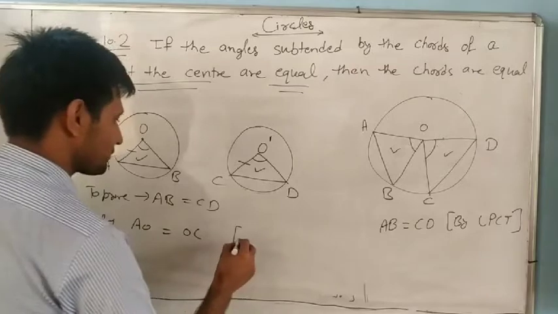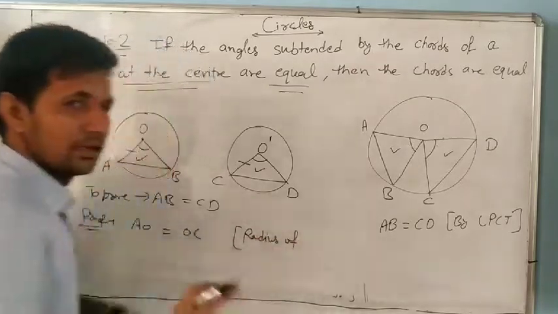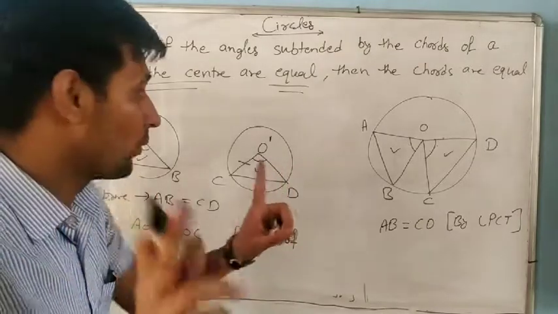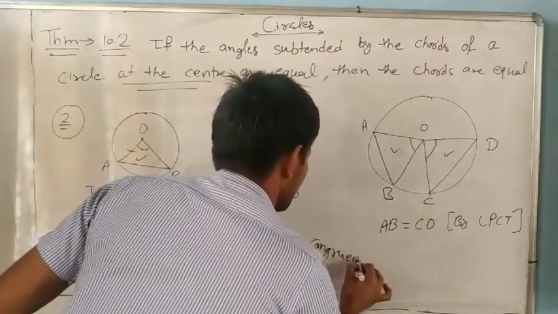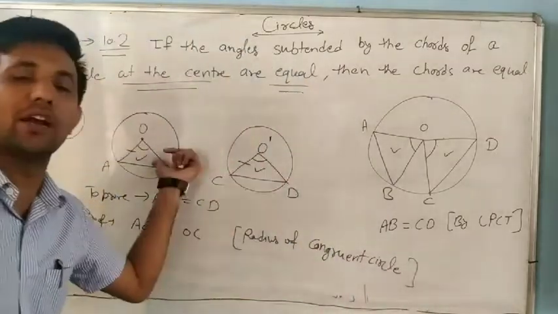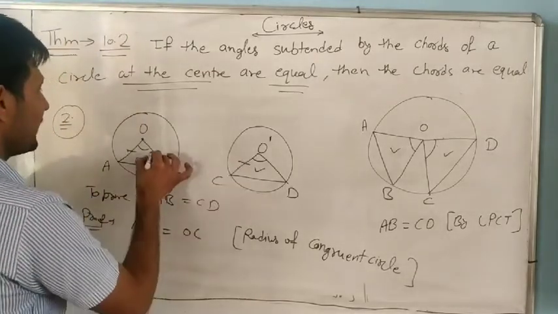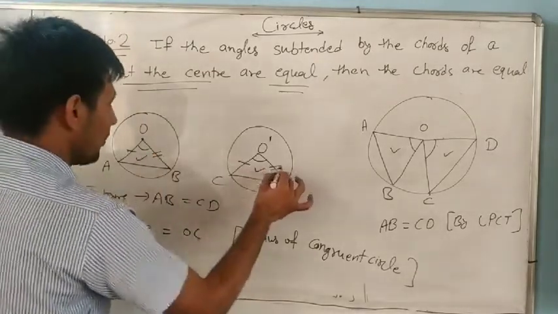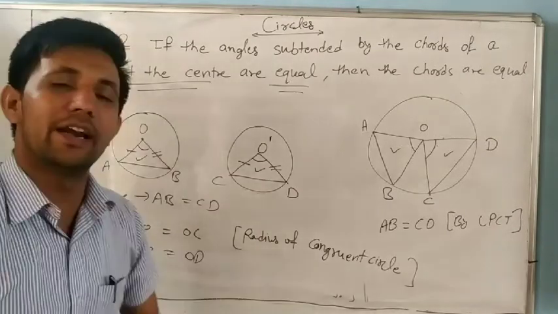Why? Because radius of the congruent circles. And I always know, if two circles are congruent, this means their radii are equal. It means AO equal to CO and OB equal to OD. Same as this, we will write OB equal to OD, same as radius of congruent circles.